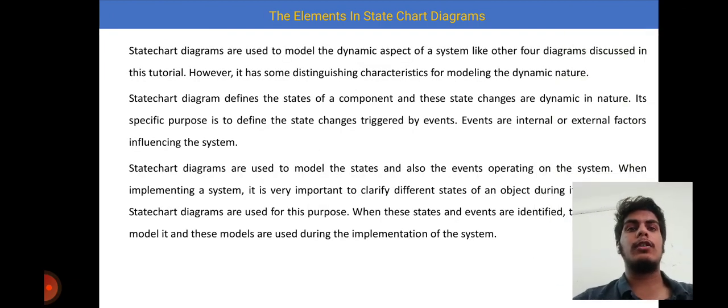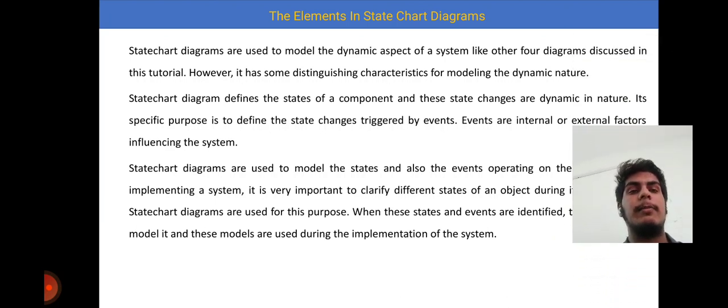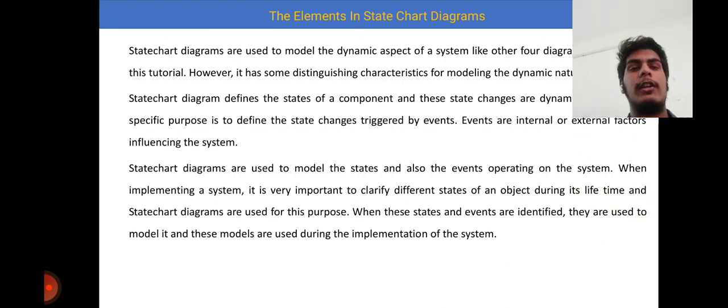State chart diagrams are used to model the dynamic aspect of a system like the other four discussed in this tutorial. However, it has some distinguished characteristics for modeling the dynamic nature. State chart diagram defines the state of a component, and these state changes are dynamic in nature. Its specific purpose is to define the state change triggered by an event. Events are external or internal factors influencing the system. State chart diagrams are used to model the states and also the events operating on a system.